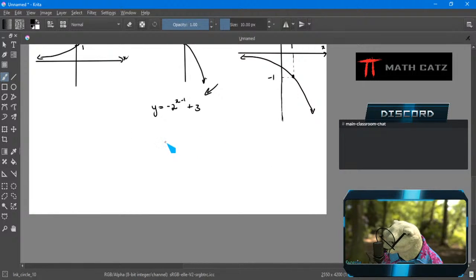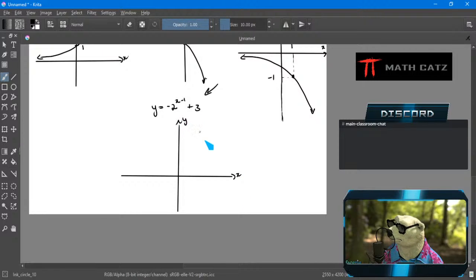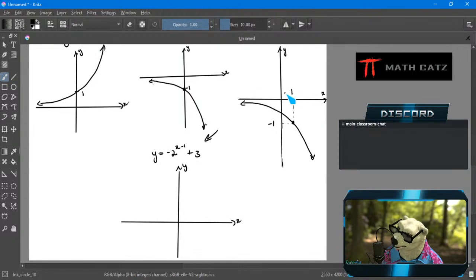Then, lastly, I have to shift everything up by 3 units. Maybe like that. Hopefully we have enough space here to just get the idea. So my horizontal asymptote, which was at y equals 0, is now sitting a little bit higher at y equals 3. My point that I kept track of, my original y-intercept, is now going to sit at 2. So it's actually a little flatter like that, right?